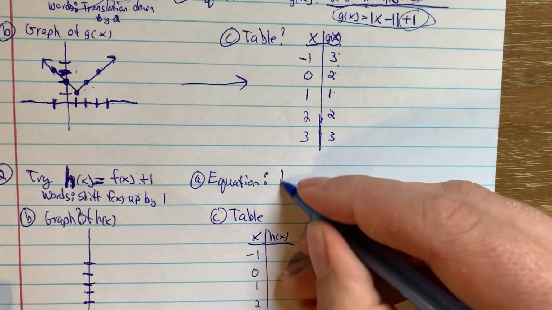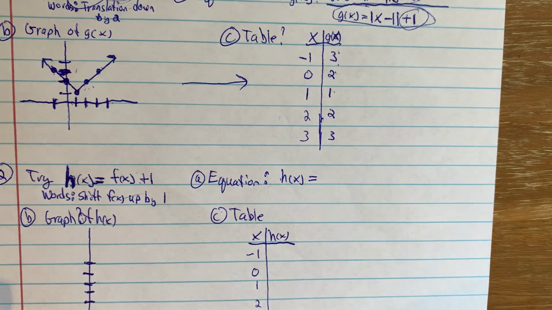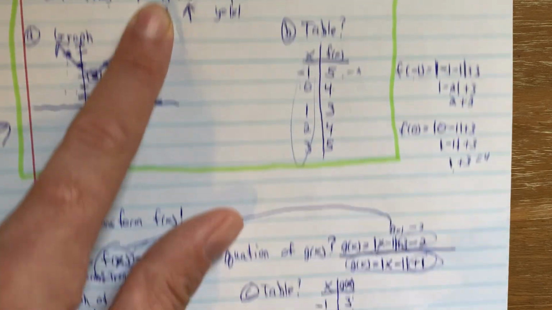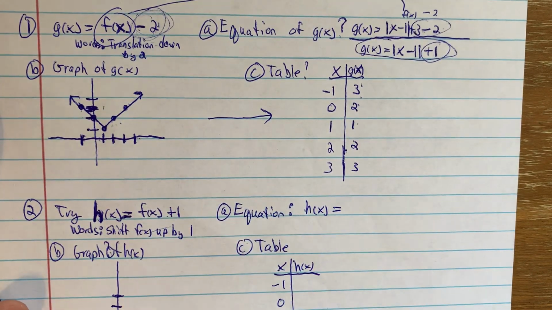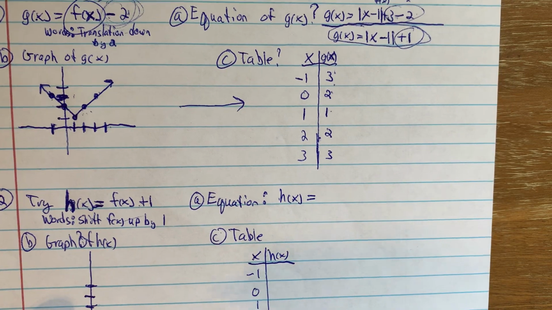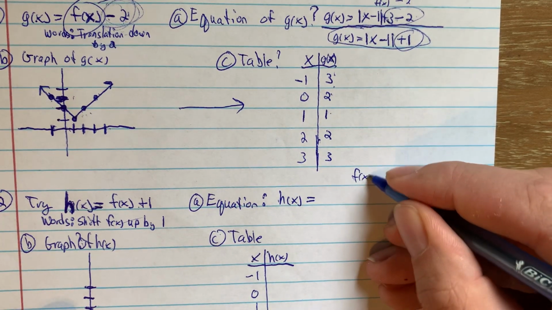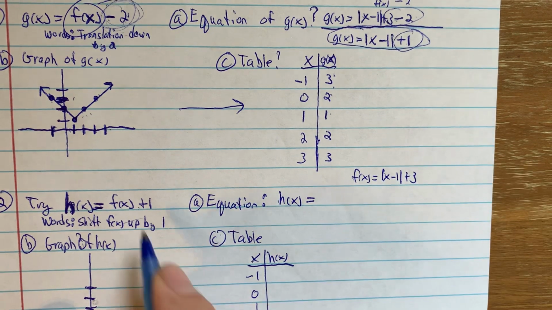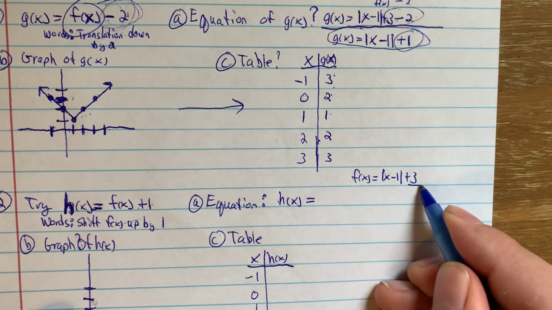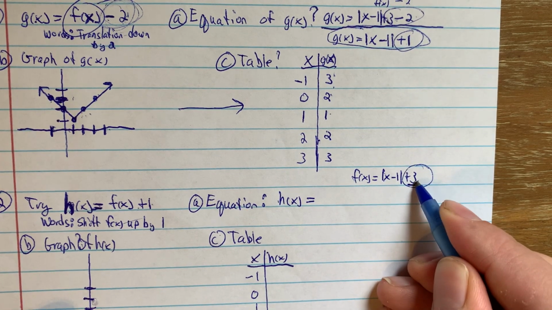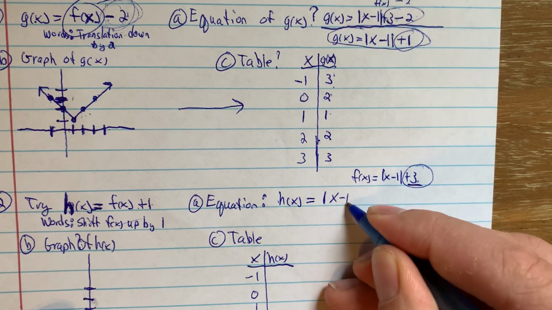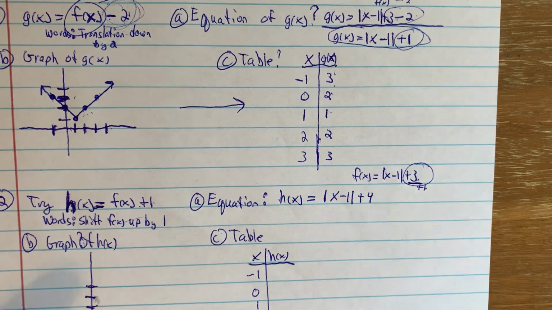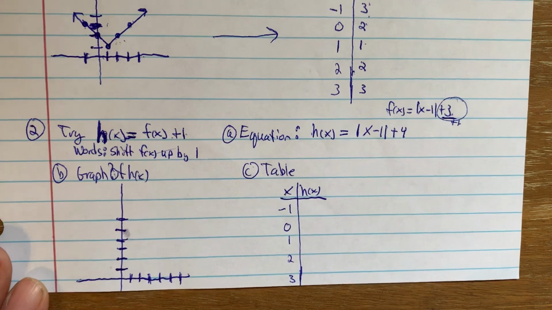So what is the new equation of h of x going to be? If the original f of x was the absolute value of x minus 1 plus 3, and h of x is f of x plus 1, then adding 1 on the outside just shifts it up by 1 and changes this part. So it's the absolute value of x minus 1 plus 4. We're just adding 1 on to the end here. Okay, so hopefully we got that.